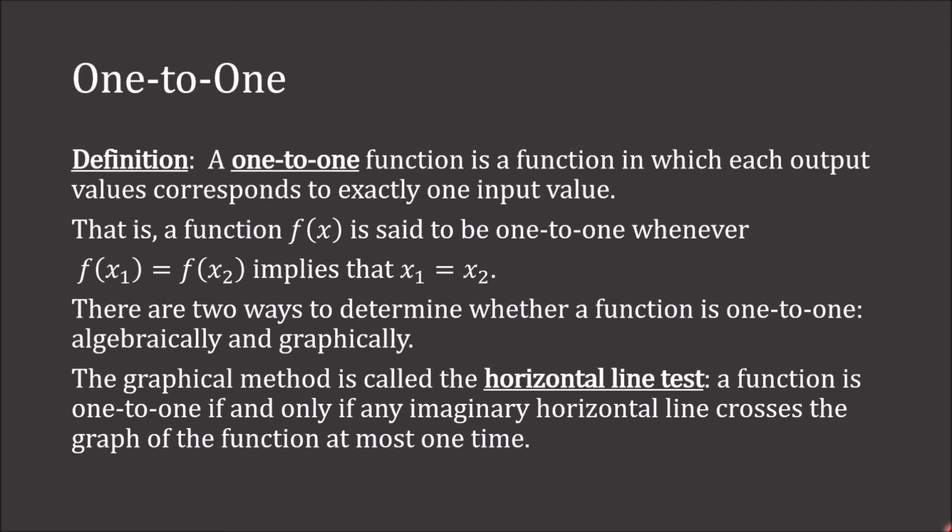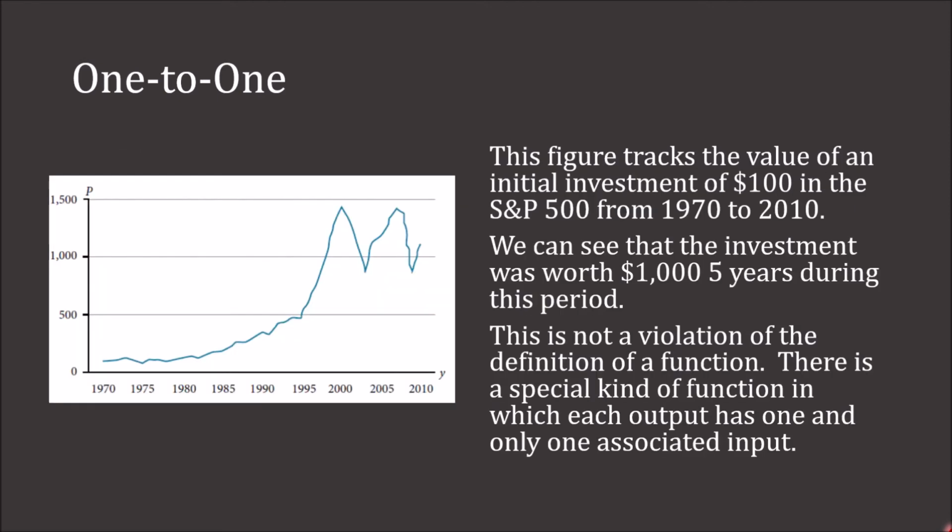So we go back real quick to this graph of the S&P. We can draw any horizontal line. That's fine, but right here we already showed that at 1000, that horizontal line crosses the graph 5 times. So this fails the horizontal line test.